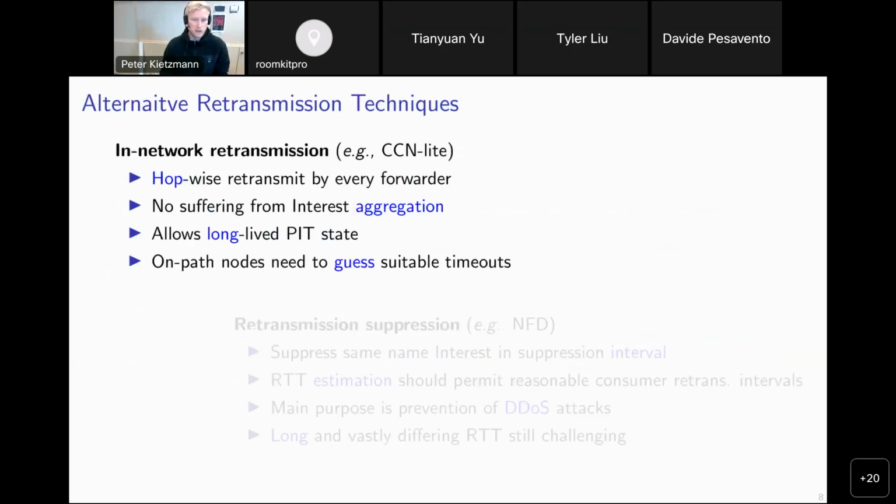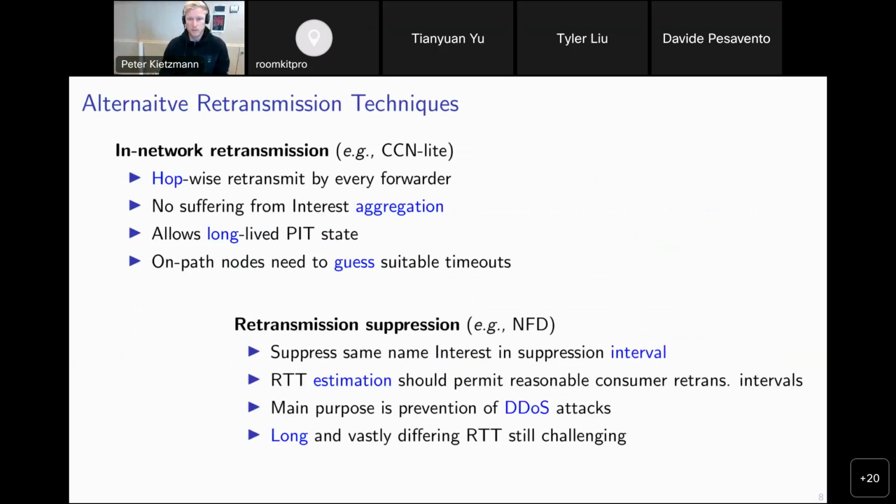In practice, there are alternative retransmission techniques that we have considered in our work. In-network retransmissions, like the default case for CCN Lite, the ICN network stack, allow for long-lived state on forwarders without suffering from interest aggregation, since each forwarder triggers retransmissions autonomously. Now, the problem with that approach is that each on-path node needs to guess suitable timeout values instead of just the consumer application.